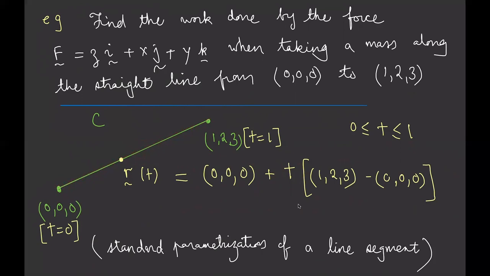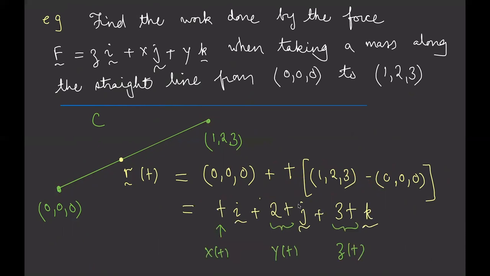If t is equal to 0, I'm at the initial point. And if t is equal to a half, let's say, I'm halfway in between. So this is a very standard way of parametrizing a curve. This point is t equals 0, this point is t equals 1. This is the standard parametrization of a line segment. So this is good.